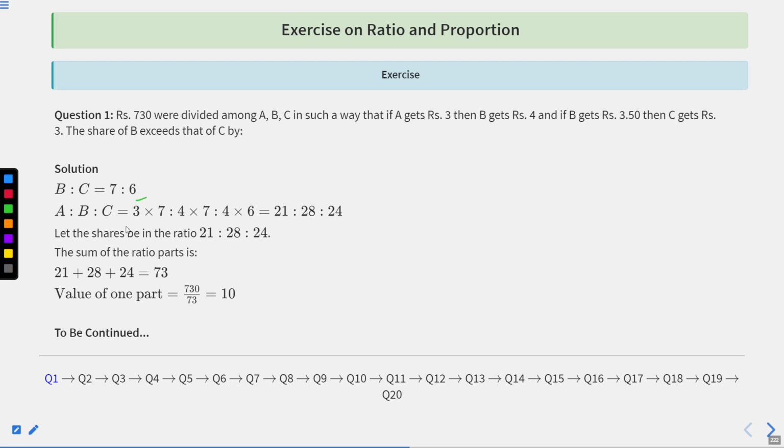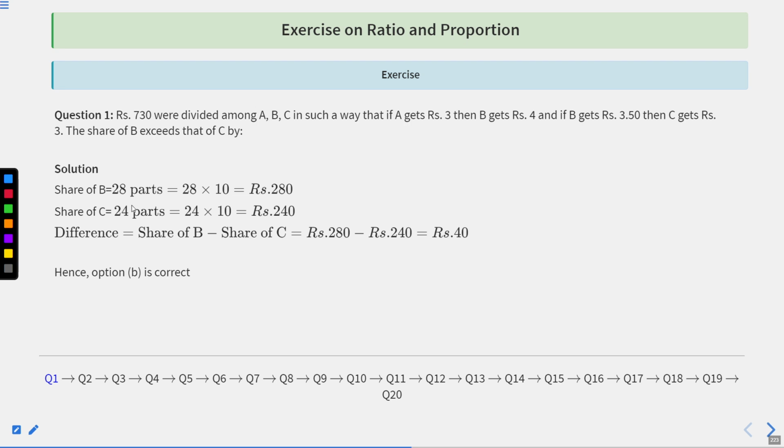Now multiplying 7 to the A is to B and 4 to the B is to C, we get A is to B is to C equal to 21 is to 28 is to 24. Let the shares be in the ratio 21 is to 28 is to 24, and the sum of ratio parts is 73. So the value of one part will be 730 upon 73, that is equal to 10. So the share of B will be 28 parts, that means 28 into 10, which is equal to 280 rupees.